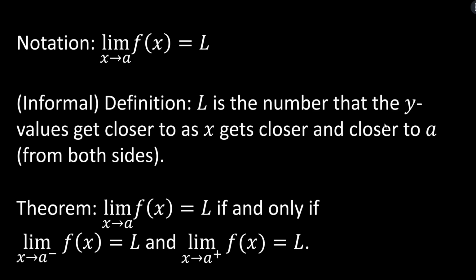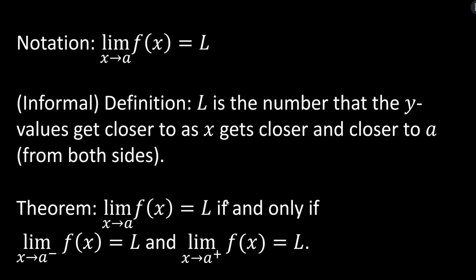So in the previous example, our a value was 2, and as x got closer to a from the left or from the right, the y values got closer to negative 2.5. And that's why that was the limit. This is a great way of thinking about the limit. As x approaches some number, what do the y values seem to approach?